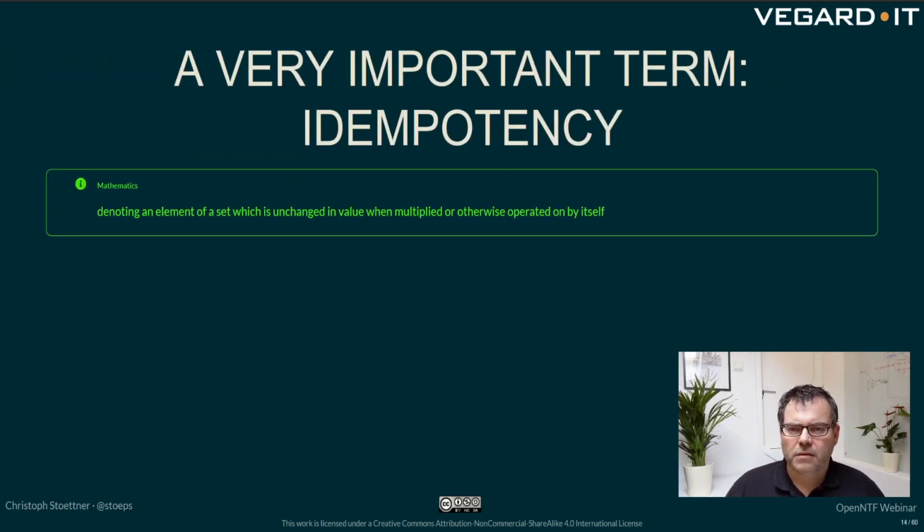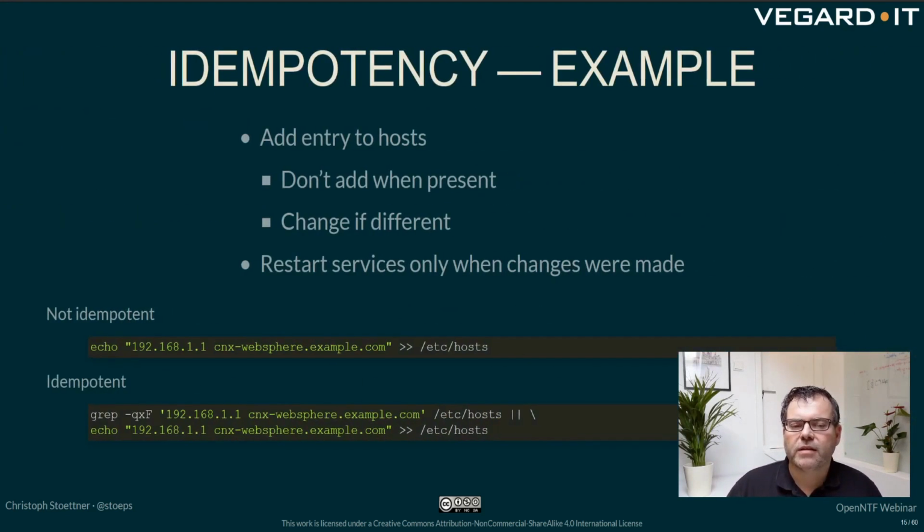So a very important term when we talk about configuration management is idempotency. And it's coming from mathematics, where it's defined as, I have to read that, denoting an element of a set which is unchanged in value when multiplied or otherwise operated on by itself. What does it mean in terms of configuration management? Let's have a look at an example for idempotency.